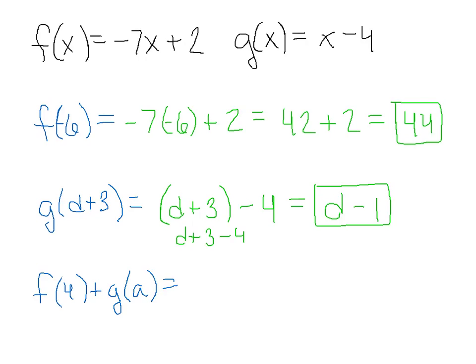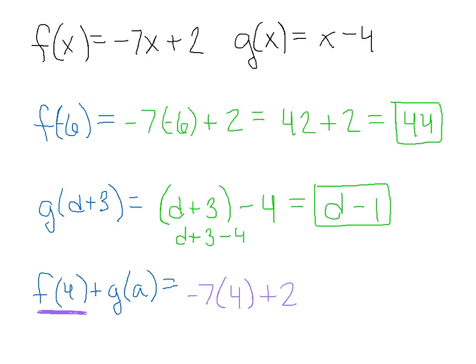The next example has two functions in it. I'm going to go ahead and do the first one in purple. The first one is f of 4. I'm going to underline that in purple so you can see. So that means every time I see x for f, I'm going to plug in 4. So I'm going to write down this formula. Negative 7x plus 2. I'm going to plug in 4 for x.